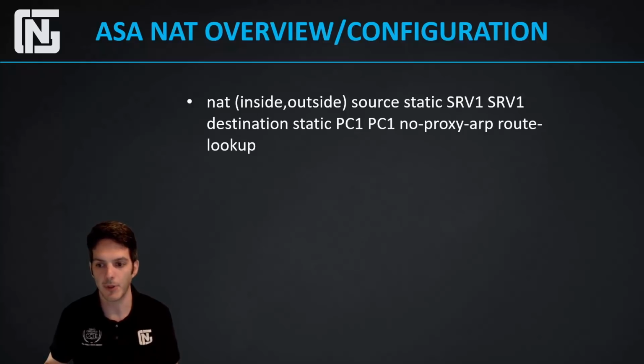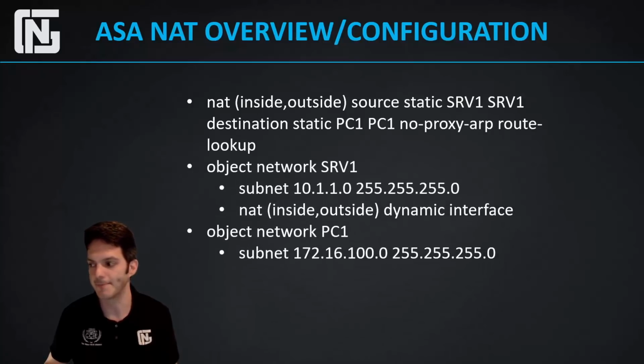Now, I do have a couple of objects that I've had to create here. So when we're configuring this, we actually have to call the object itself. The object is just going to be a construct, saying call this a host, call this a subnet, call this something on the firewall. And what we're doing is we're saying, with the SRV1, anything 10.1.1.0.